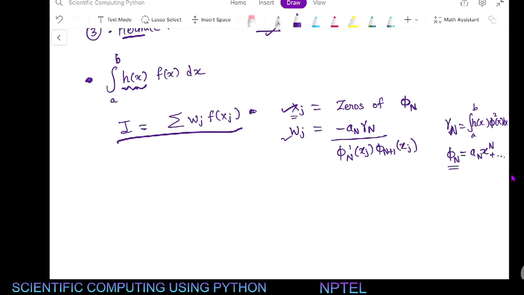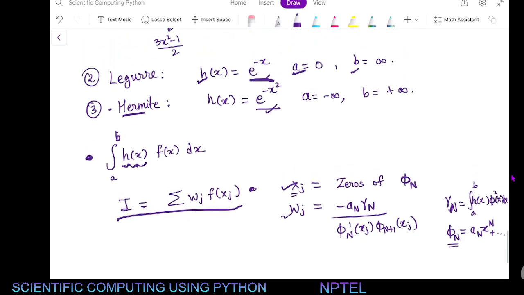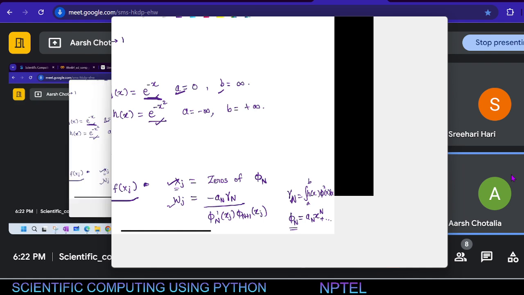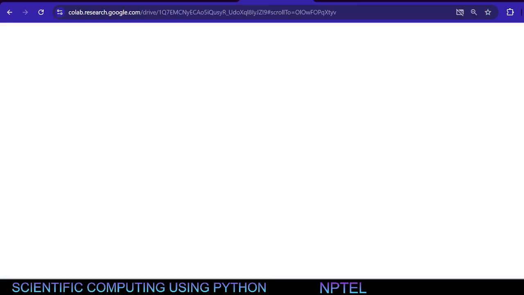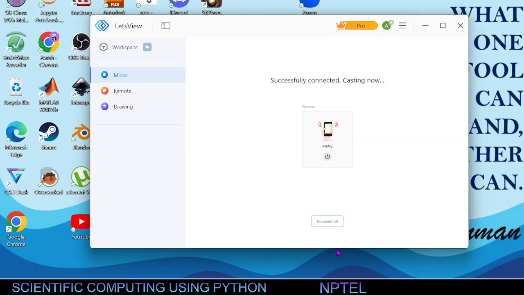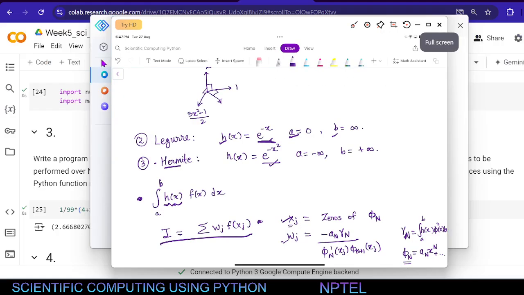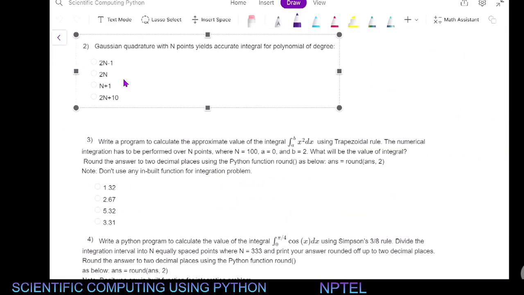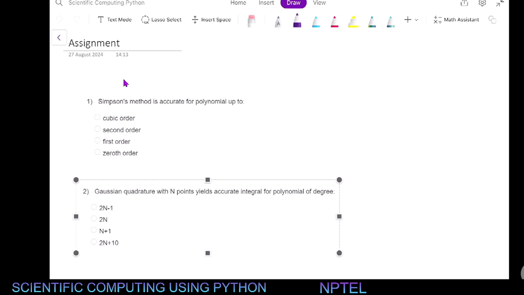Anything else? No, then let's go to assignments. Any questions from this discussion? All right. So the first two questions are going to be theory. Well, it's very simple but descriptive. Then we have coding questions.